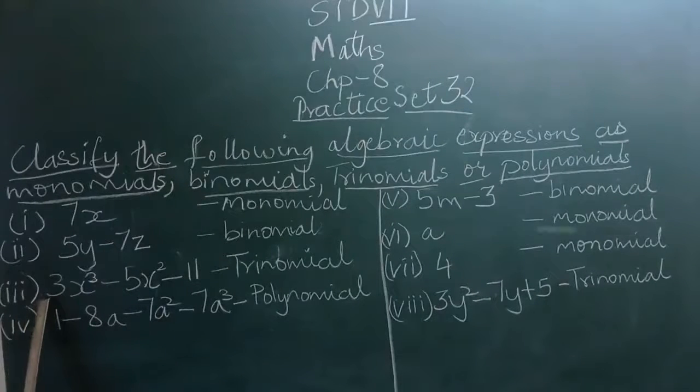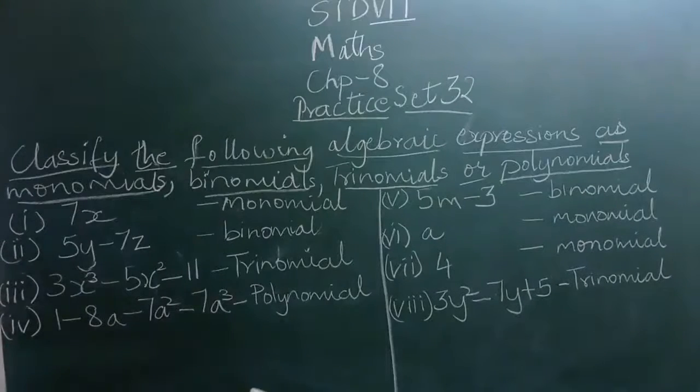Now let's see the third one, 3x cube minus 5x square minus 11. Children, here there are three terms. 3x cube first one, second one minus 5x square and the third one is minus 11. So it is a trinomial. Now see this fourth algebraic expression. In this there are four terms. We already know when there are more than two terms in an algebraic expression, it can be called a polynomial. So children, your first term is 1, second one is minus 8, third one is minus 7a square and the fourth one is 7a cube. So it is a polynomial.